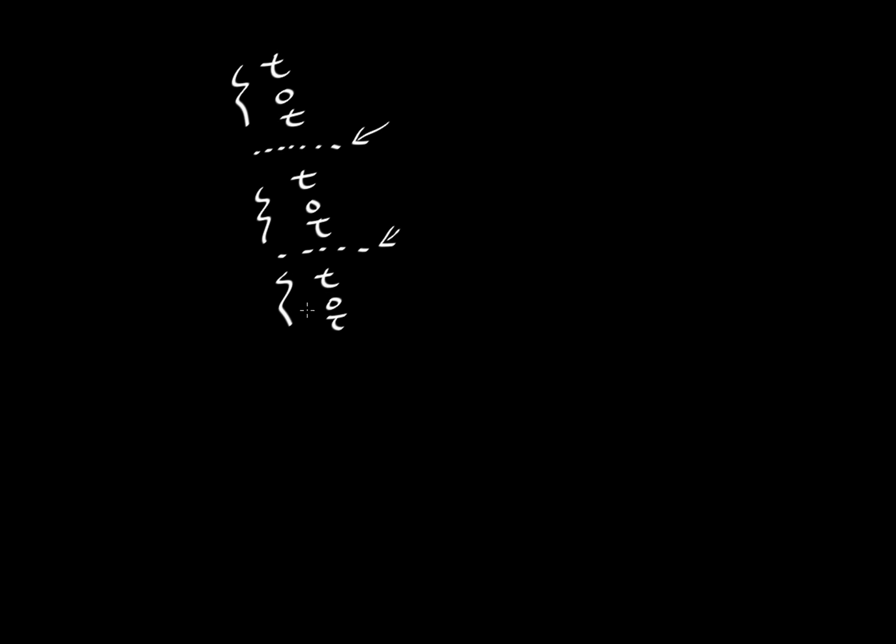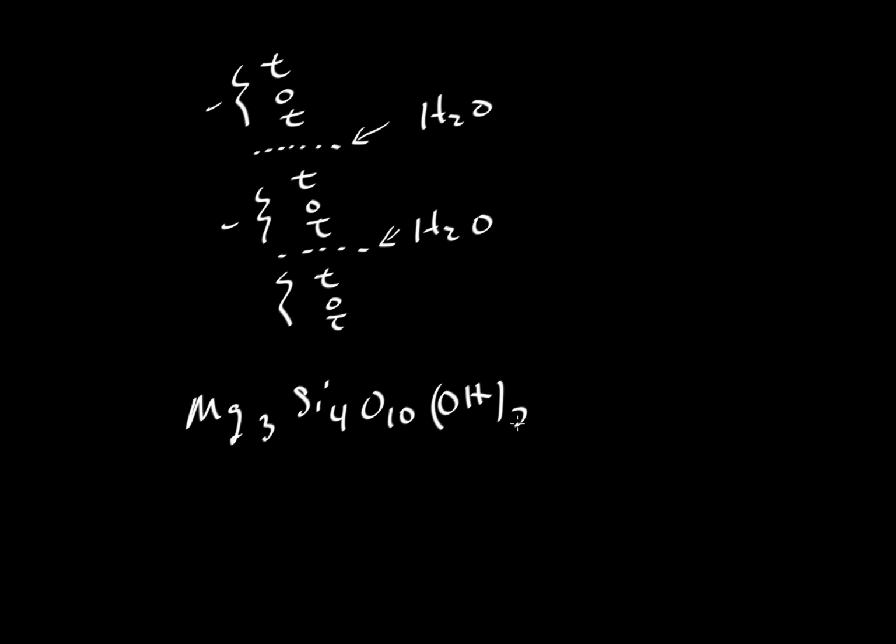So we have these weakly bonded triplets. The bonds between this set of TOT layers here and this triplet of TOT layers here are very, very weak. We might be able to pull that apart and put in some H2O. And if we do that, then we would get the mineral vermiculite. So we can write that as Mg3Si4O10(OH)2. So this just looks like talc.